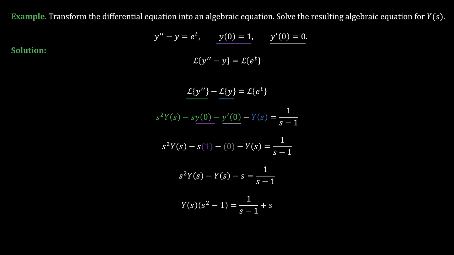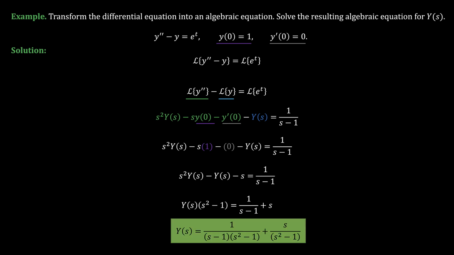Now to finish off this problem, to get Y of s by itself, I'll just divide every term that we have here by s squared minus 1. That's going to give me just the solution of the algebraic equation. So here we're going to have capital Y of s equals 1 over (s minus 1) times (s squared minus 1), plus s over s squared minus 1.